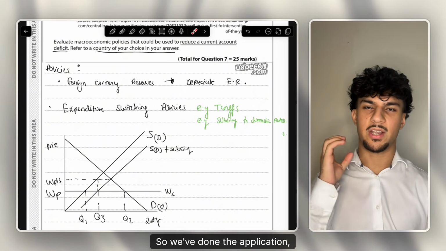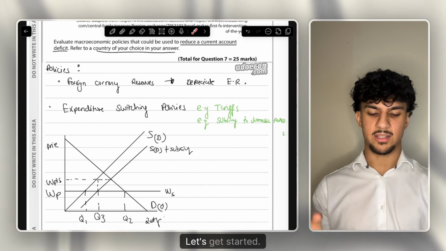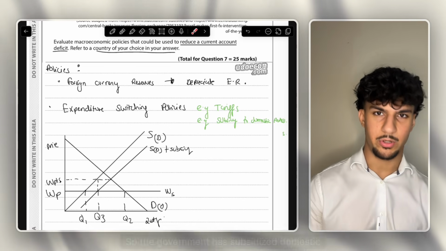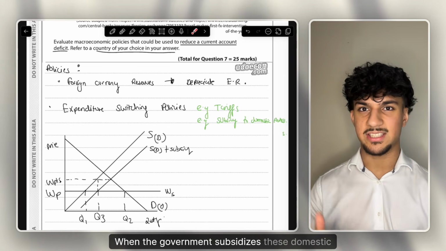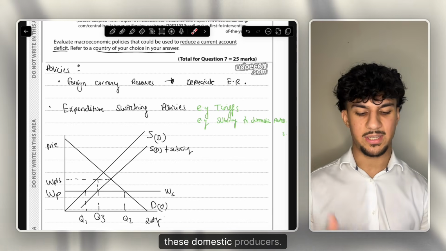So we've done the application, now let's move on to the analysis. So point, application, analysis, let's get started. So what is happening? The government has subsidised domestic producers. When the government subsidises these domestic producers, of course, it reduces the cost of production for these domestic producers.